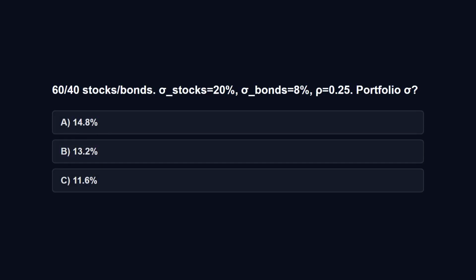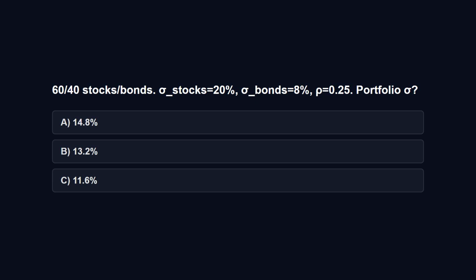Question 4. Portfolio is 60% stocks and 40% bonds. The expected return on stocks is 12% with a standard deviation of 20%. The expected return on bonds is 5% with a standard deviation of 8%. The correlation between stocks and bonds is 0.25. What is the portfolio standard deviation? If you chose 13.2%, you are correct.